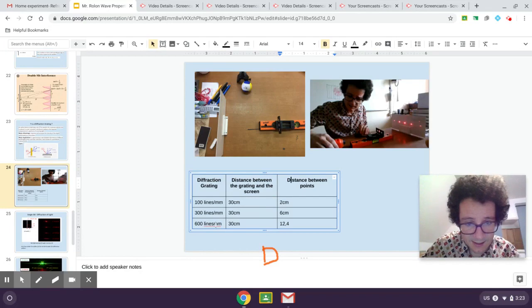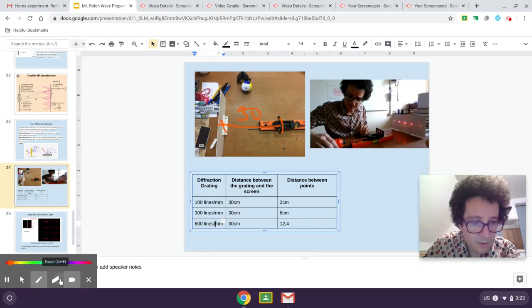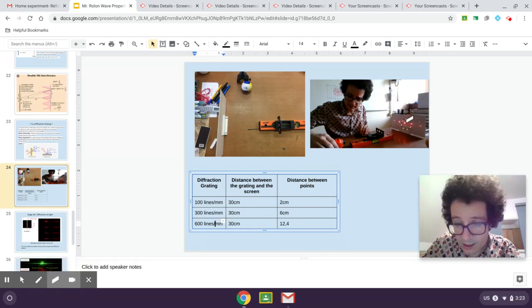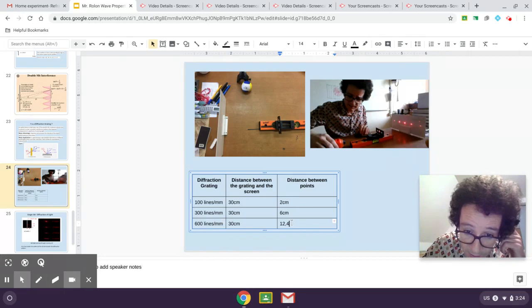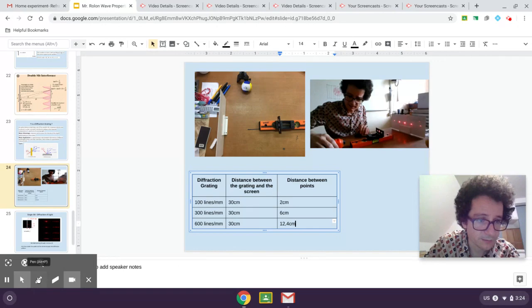This is the distance between the screen and the grating. Here is the grating. That's 30 centimeters. And the distance between the points that I show you here, these are the values, in centimeters, everything.